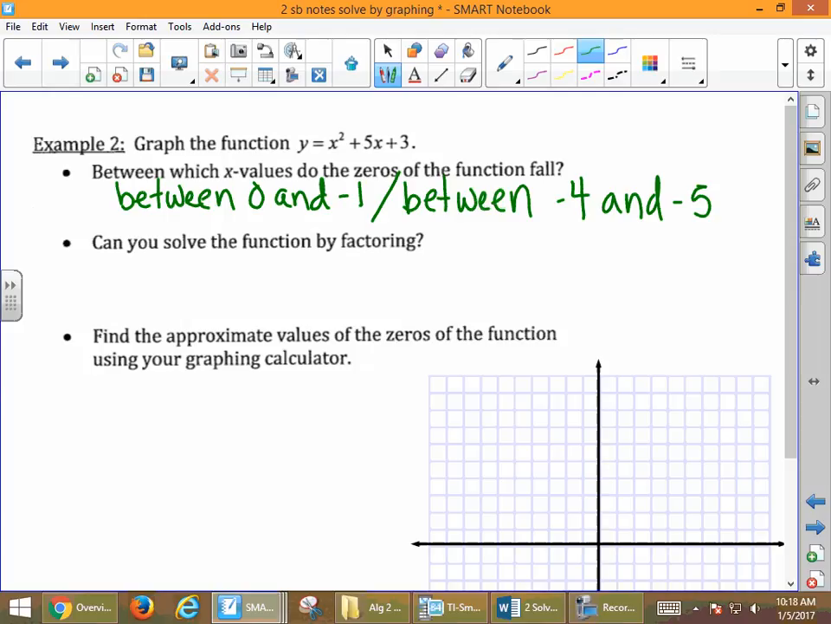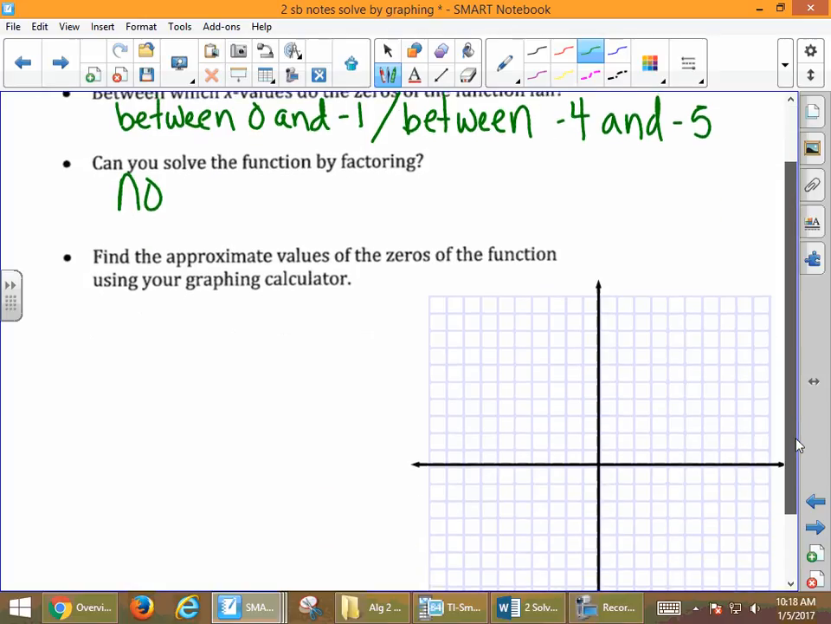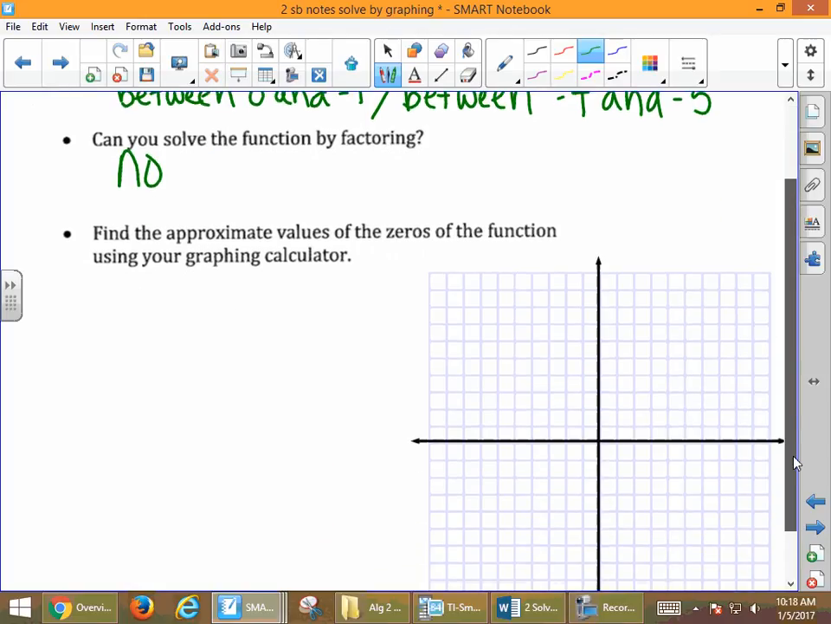And because there's something in between, more than likely when we get to that next question, can we solve this function by factoring? I don't think so. We can't, because both of them are in between. It doesn't mean that we can't, but conceivably we can. So now, what it says is find the approximate values of the zeros, which remember are x-intercepts of the function, using your graphing calculator. Well, what I'm going to write down here are just a couple steps.